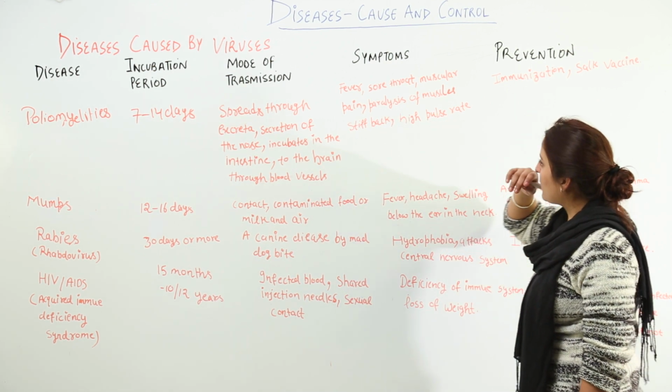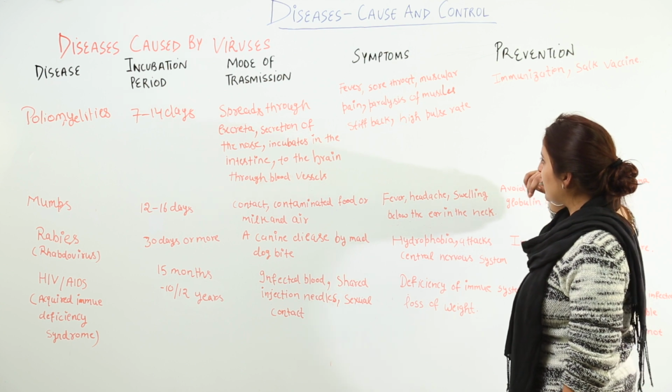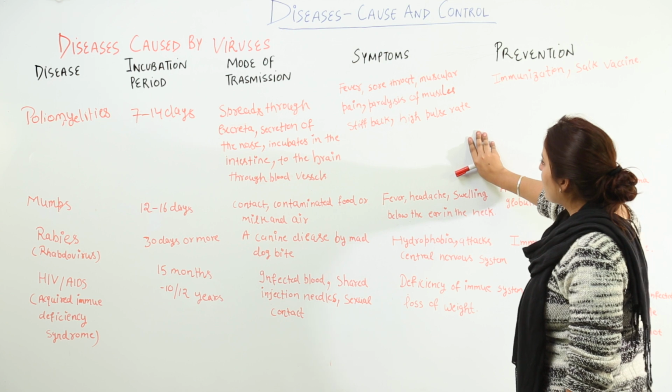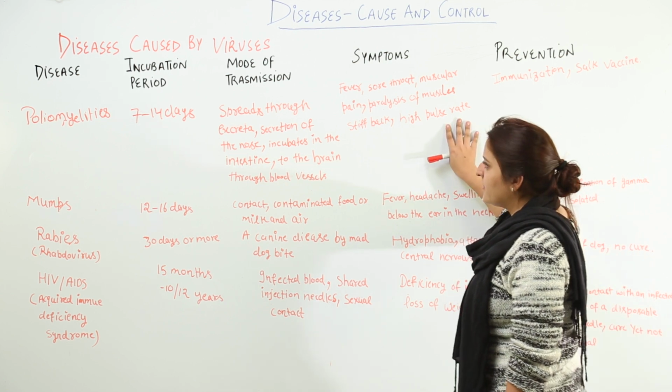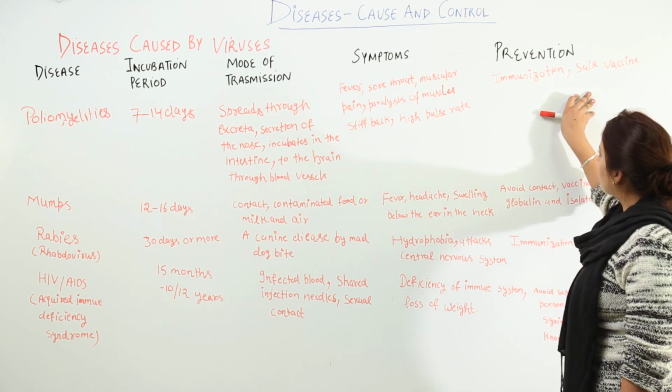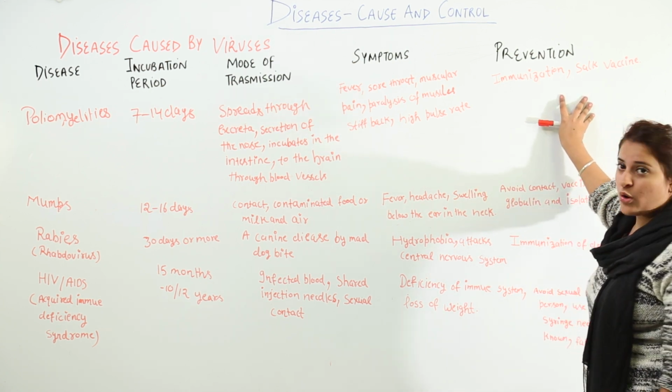And what are the different symptoms of this disease? The different symptoms include fever, sore throat, muscular pain, paralysis of various muscles, stiff back and high pulse rate. So these are various symptoms of polio. And what is the preventive measure? It is through immunization and the Salk vaccine.